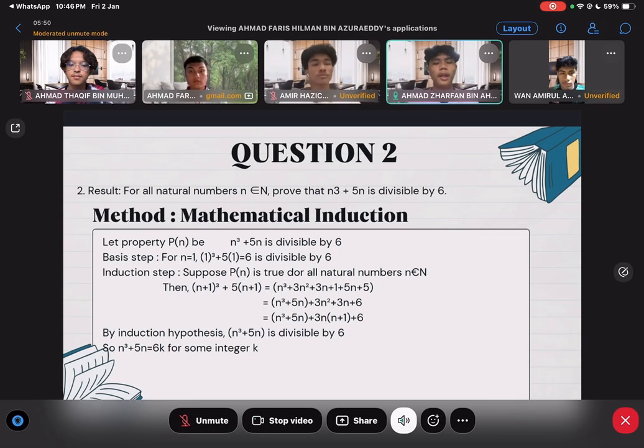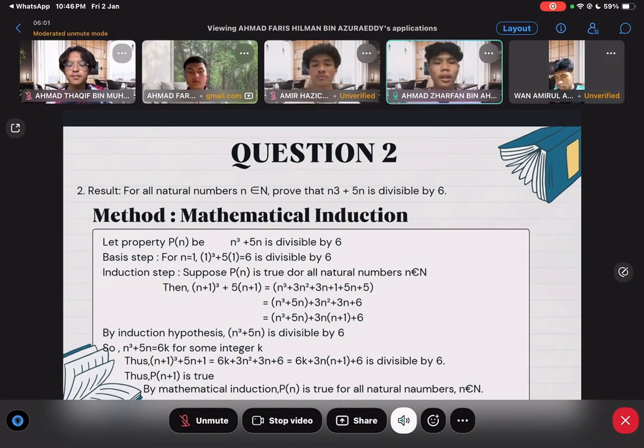So by the induction hypothesis, we know that n cubed plus 5n is divisible by 6. So n cubed plus 5n is equal to 6k for some integer k. Thus, (n plus 1) cubed plus 5 times (n plus 1) equals 6k plus 3n squared plus 3n plus 6, which is equal to 6k plus 3n times (n plus 1) plus 6, and is divisible by 6. Thus, P(n plus 1) is true by mathematical induction. So we know that P(n) is true for all natural numbers n.